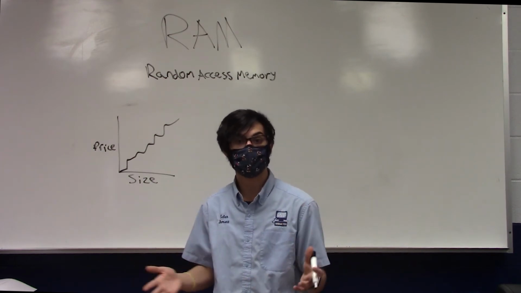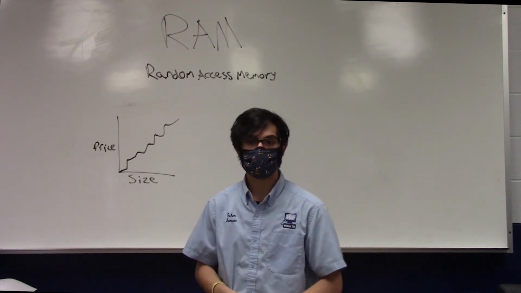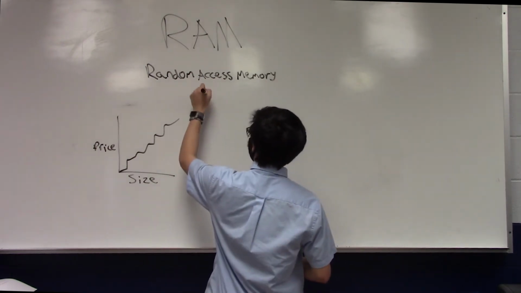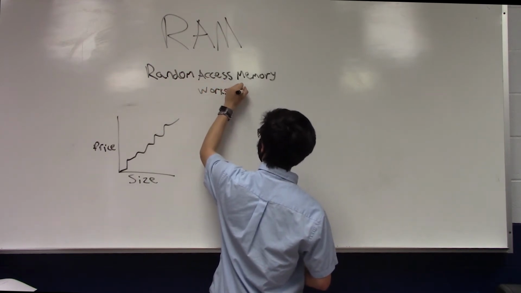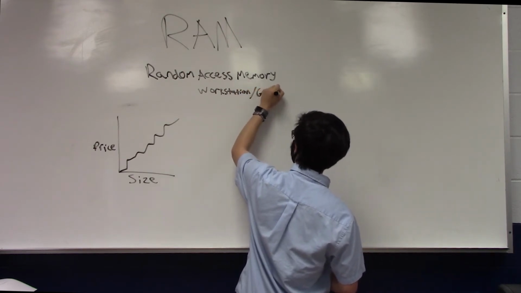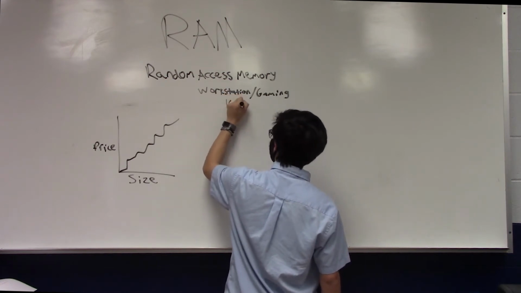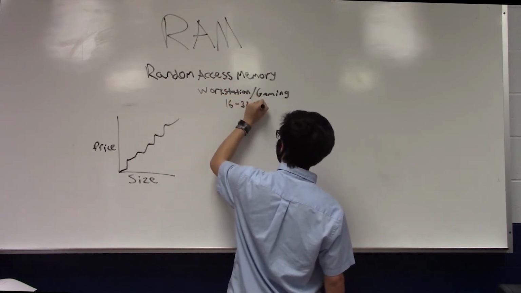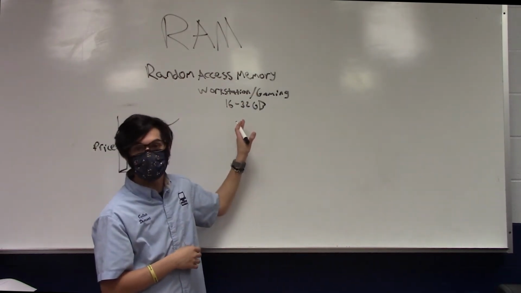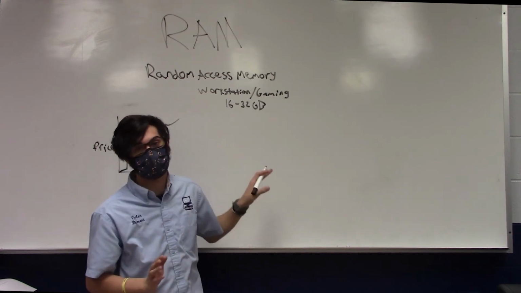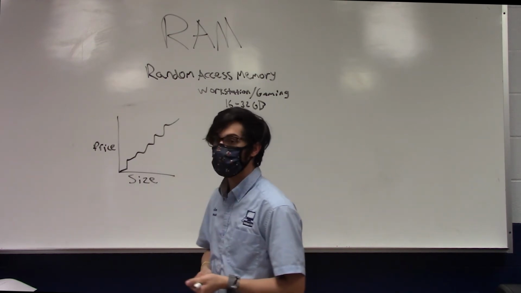But if it's just a basic workstation or gaming and workstation PC, then 16 to 32 gigs is perfect for you. So we're going to put workstation / gaming, 16 to 32 gigabytes. This is the perfect thing for you. Now, the overkill people out there, they will get more.